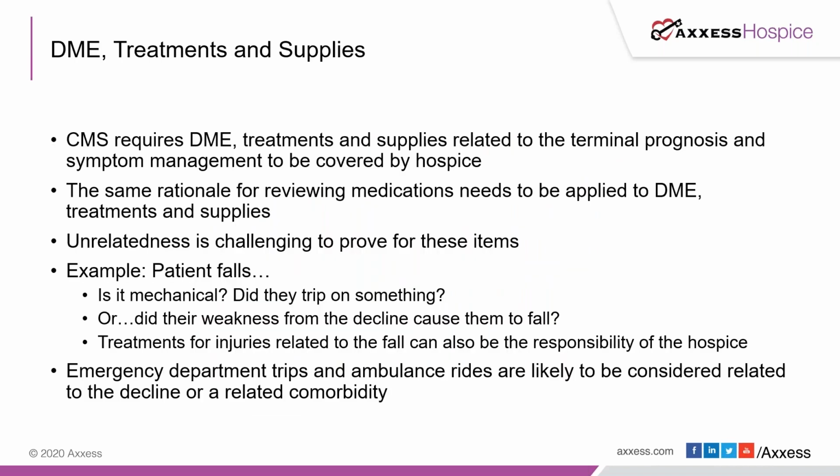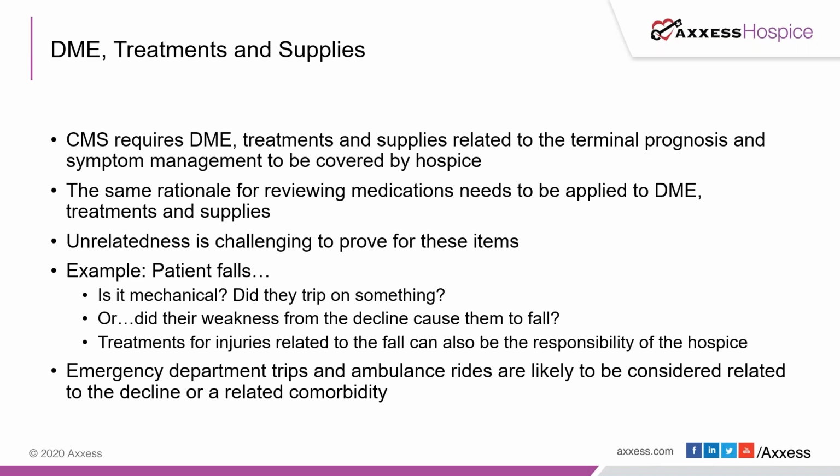So for DME treatments and supplies, this is pretty much just like the medications. CMS requires that the DME treatments and supplies related to the terminal prognosis and symptom management are covered by hospice. Unrelatedness is challenging to prove for these items because the Chapter 9 Medicare Policy Manual specifically says that all DME and supplies related to patient comfort and palliation of symptoms would be covered and should be on the plan of care.